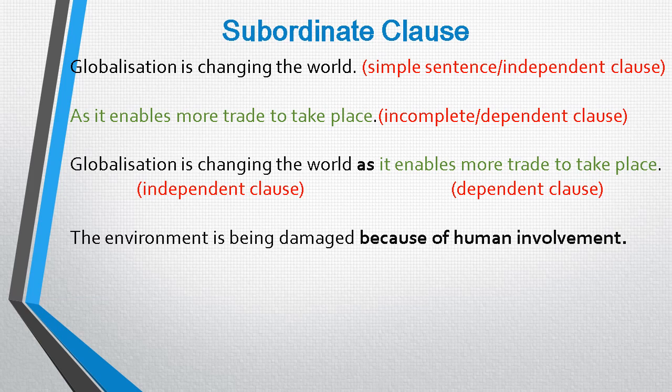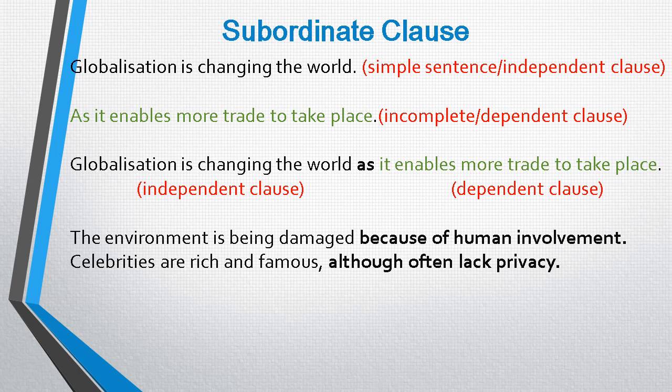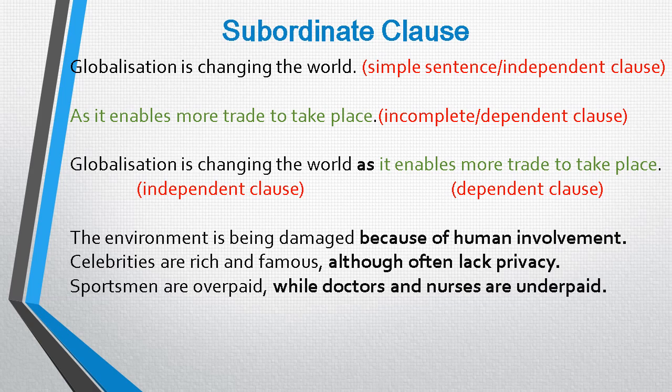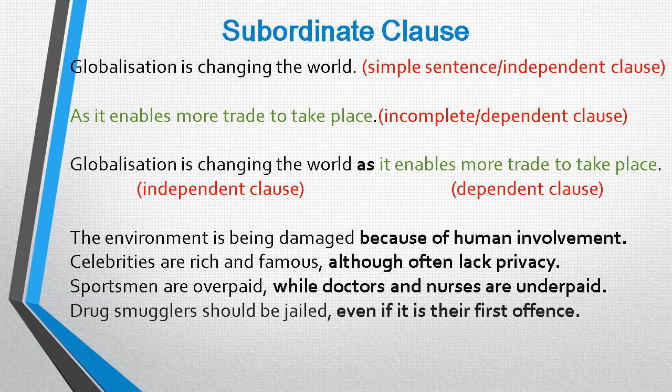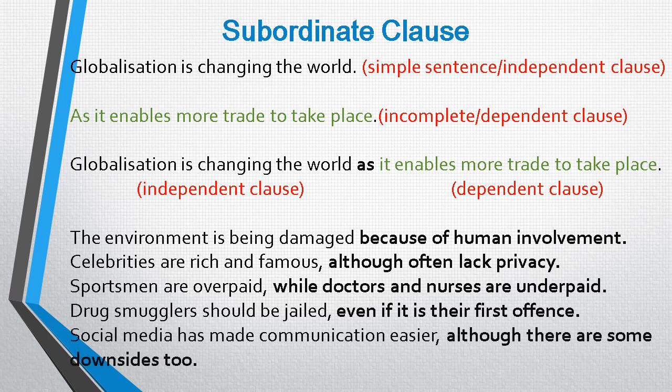Another example, celebrities are rich and famous, although often lack privacy. Sportsmen are overpaid, while doctors and nurses are underpaid. Drug smugglers should be jailed, even if it is their first offence. Social media has made communication easier, although there are some downsides too. So all of those have a dependent clause and an independent clause, and they're linked together with a subordinate conjunction. Let's have a look at some of those subordinate conjunctions now.